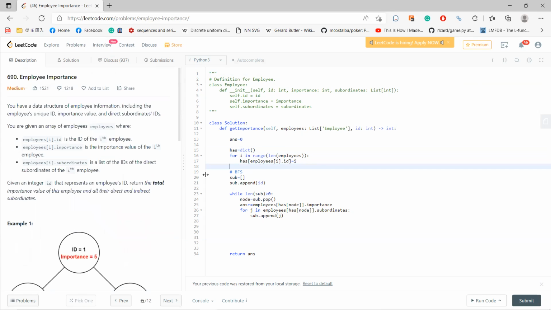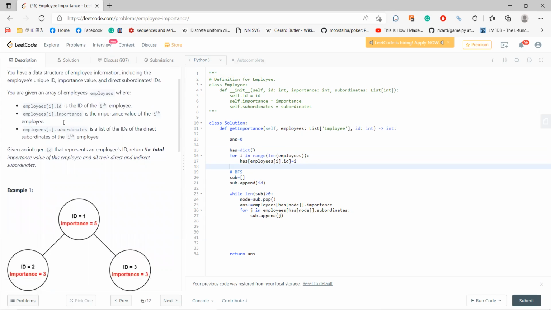Okay, so the only non-trivial part is that you don't have the index, right? So it's simple: you just run through the employees and collect a dictionary which maps the ID to the index. Now you define a BFS. This is a queue, and then you append the first ID. When you pop the node, you plug it into this dictionary and find the index.